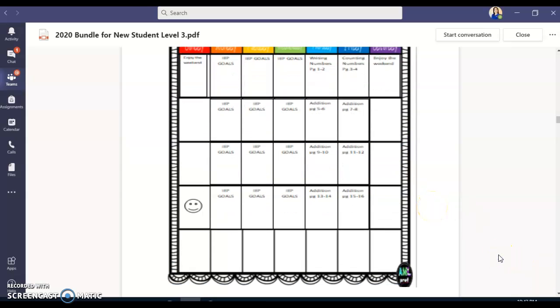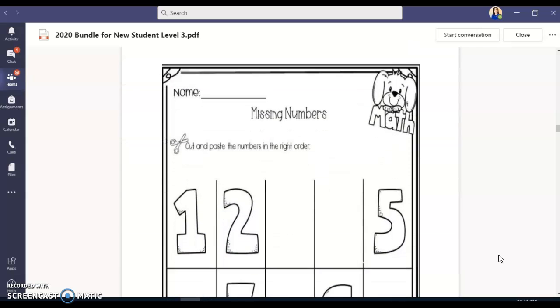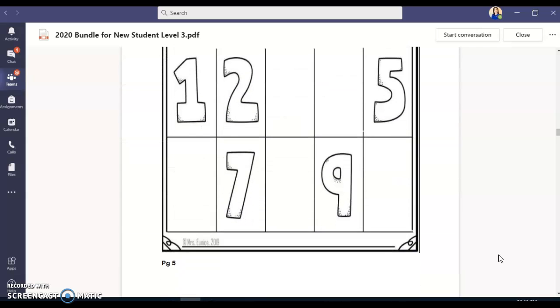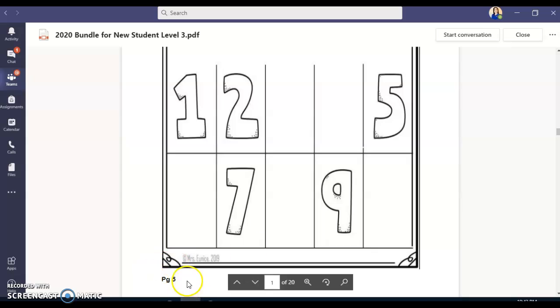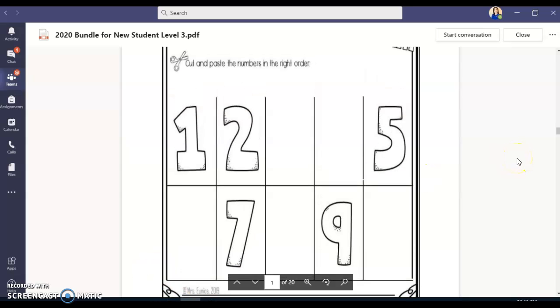So let's go ahead and... okay, here we go. We have page number 5. So let's go ahead and read the instructions. It says cut and paste the numbers in the right order, but we do not have the numbers right in our packet. So what we're going to do is that we are going to write and fill in the correct numbers. So before we get started, let's go ahead and review our numbers from 1 through 10.